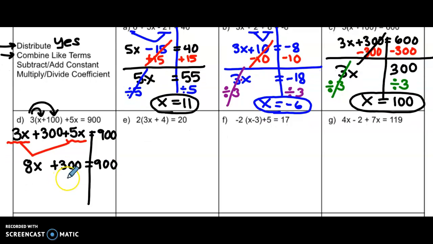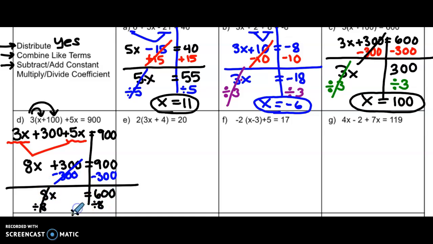Okay. So really quick, now we're just going to check to see if I need to add or subtract. And yes, you need to subtract here. That way that cancels out. Then I'm going to subtract it on the other side as well. 900 minus 300 is 600. That is equal to 8x. Then you divide it by 8. Your answer for letter D is going to be 600 divided by 8. It's going to be 75.